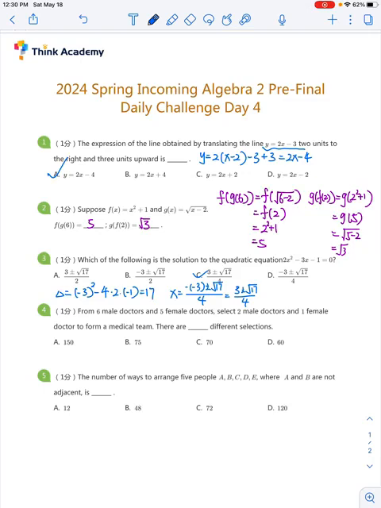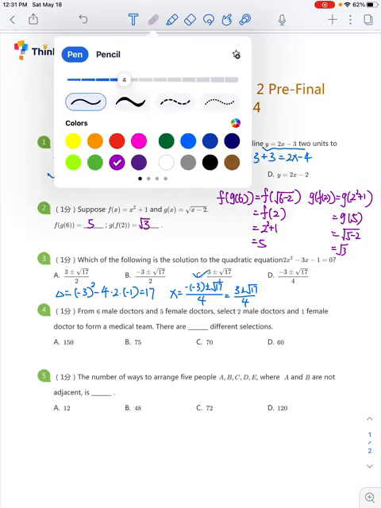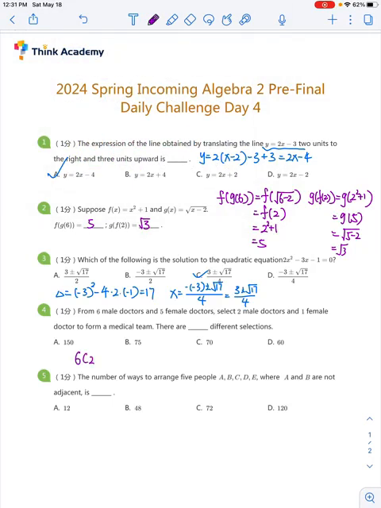Okay, and for problem 4 here, from 6 male doctors and 5 female doctors, we are going to select 2 male doctors and 1 female doctor to form a medical team. There are how many different selections? Because these are independent selections, we first choose 2 out of the 6 male doctors, so 6 choose 2. Then we choose the female doctor, which is 5 choose 1. 6 choose 2 is 6 multiplied by 5 divided by 2, which is 15, and 5 choose 1 is equal to 5. So this is 15 multiplied by 5, which is 75. We can choose the answer choice B.